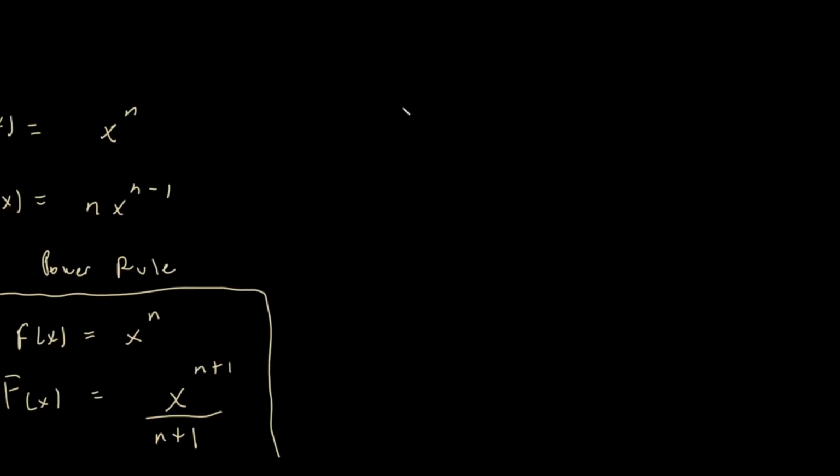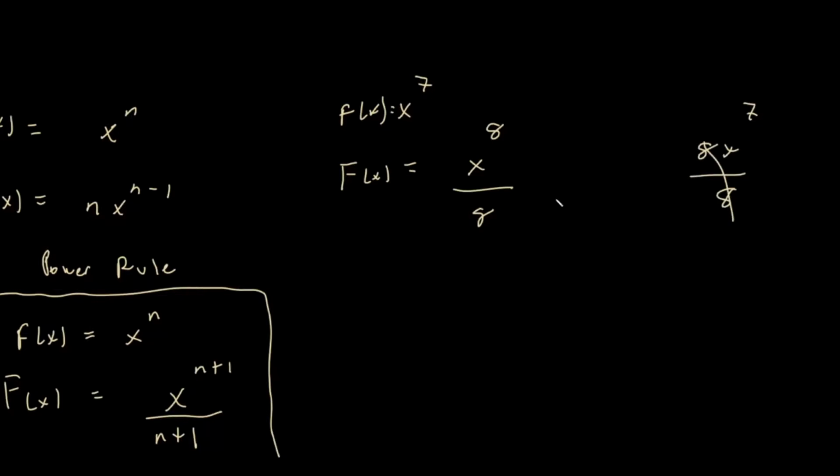Let's try x to the 7th. So for function x to the 7th, its antiderivative, big F, is x to the 7 plus 1, so x to the 8th over 8. Is that true? I can check this by differentiating. Well, if I differentiate that, I bring the 8 down, so I get 8x to the 7th, divide by 8, and the 8's cancel out. So it is x to the 7th, and I even forgot my plus c. Never forget the plus c.